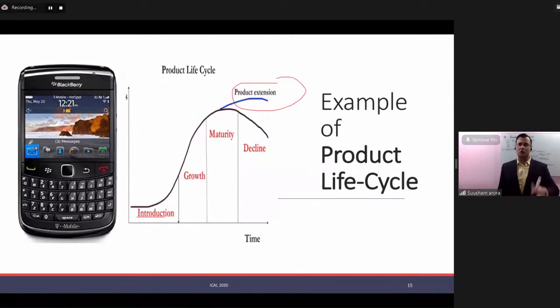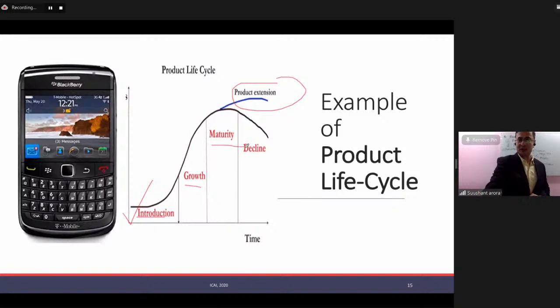I'm presuming when this phone was introduced in the market, you must have been very, very young. You might not have used this phone, I'm sure. But when I was, maybe 15 years back, this phone was a revolution. BlackBerry was a revolution. The kind of looks it had was just mesmerizing. Emails, everything was done from here. So the introduction had been excellent, growth had been phenomenal.